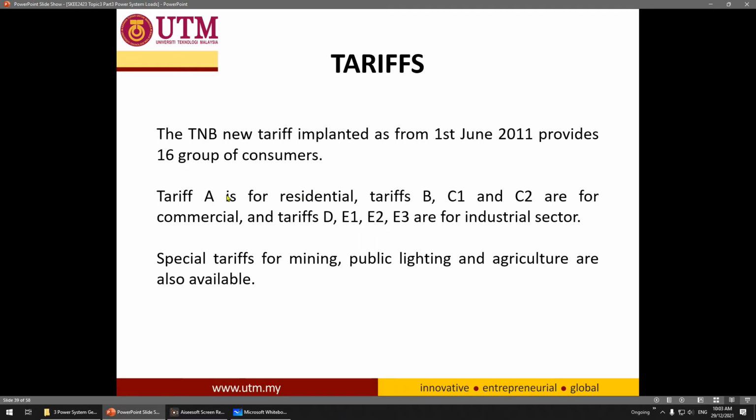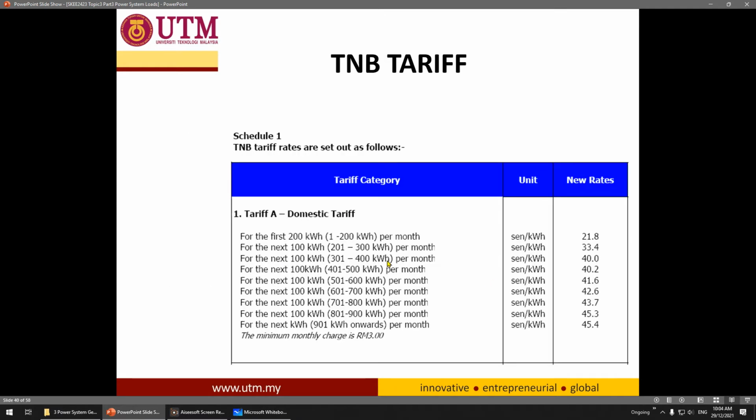Actually tariff A is, I think, if not mistaken, the cheapest one. Or maybe, you have to look back at the tariff. So this is the tariff for A. Tariff A is the domestic use. Basically this is housing, normal housing. They divided into the first 200 kilowatt hours at 21.8 cents, and then the next 100 kilowatt hours is 33.4, and so on and so on. And then you have a minimum monthly charge. This one cannot be avoided.